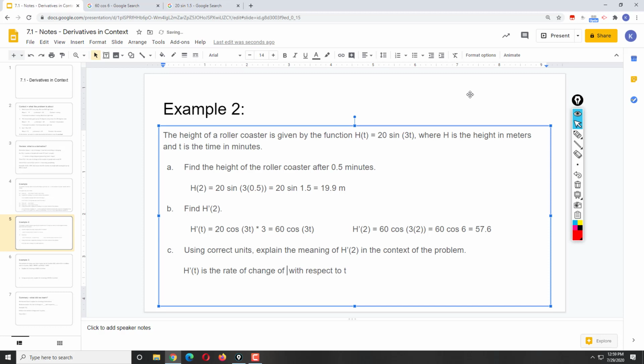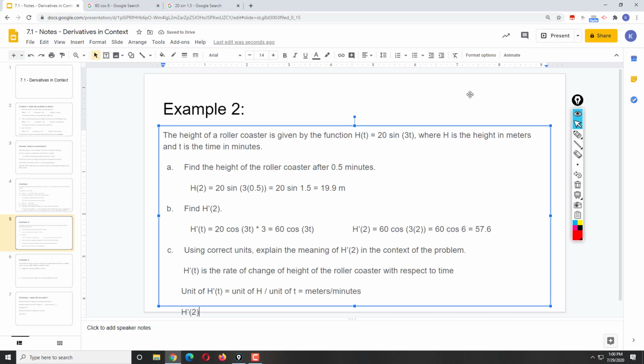h is height, so I replace h with height of the roller coaster. t is time. The unit of h prime t is going to be the unit of h divided by the unit of t, which is meters divided by minutes. Meters divided by minutes.